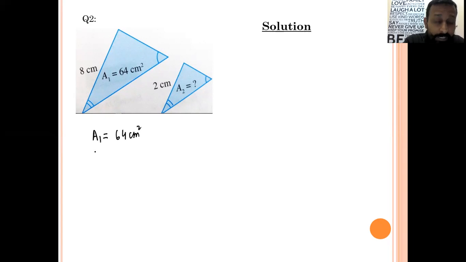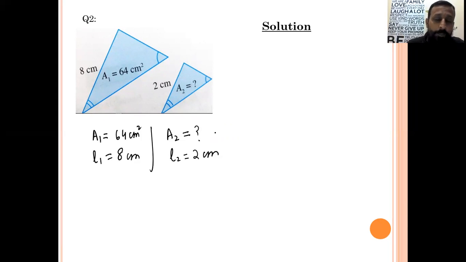The corresponding length L1 is given to you as 8 centimeters. Likewise, the area A2 of the second figure is unknown, question mark. The corresponding length L2 is given to you as 2 centimeters. So what is the formula, boys and girls?